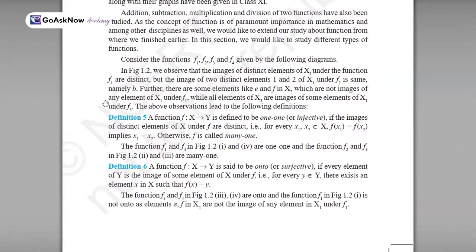First of all, we will see what a one-one function or injective function is. The first type is the injective function.